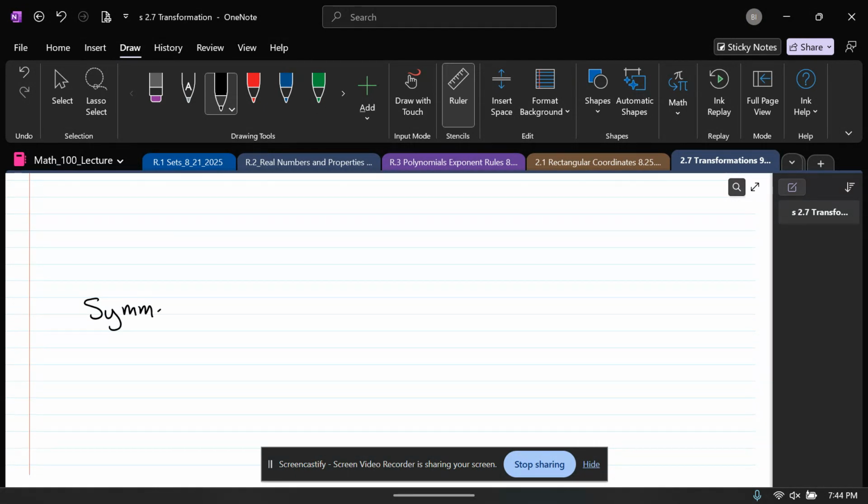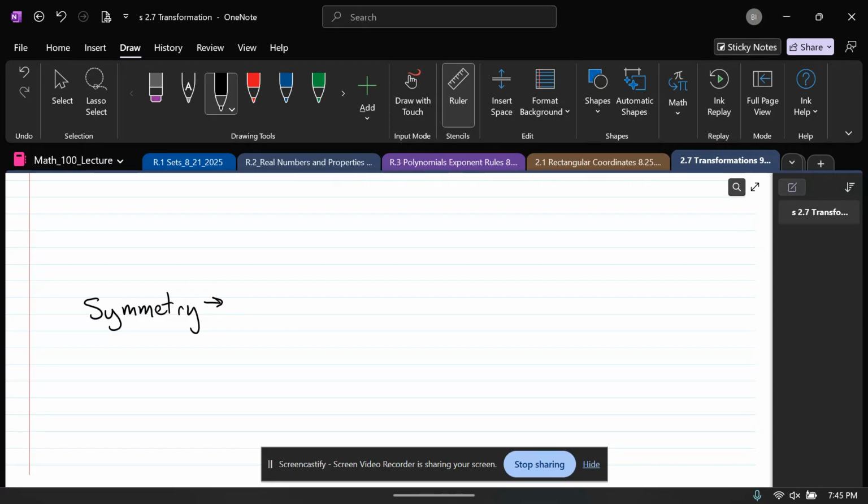What is symmetry in math? What's symmetry at all? Go ahead. Mirroring, yeah, it matches up, right? So if I think about this mouse pad here, if I folded that right across the middle, it's symmetric. It matches up like that, right? So the shape matches up. That's what symmetry is.